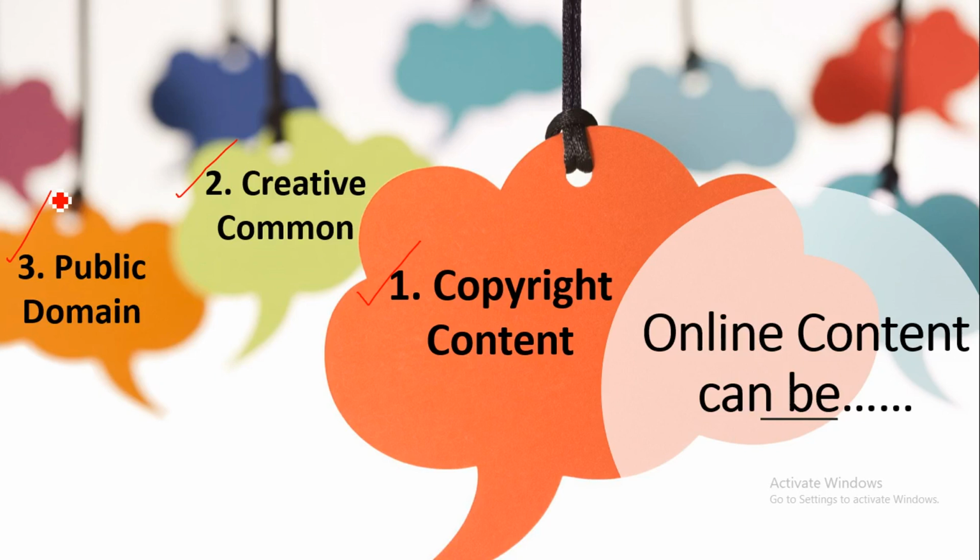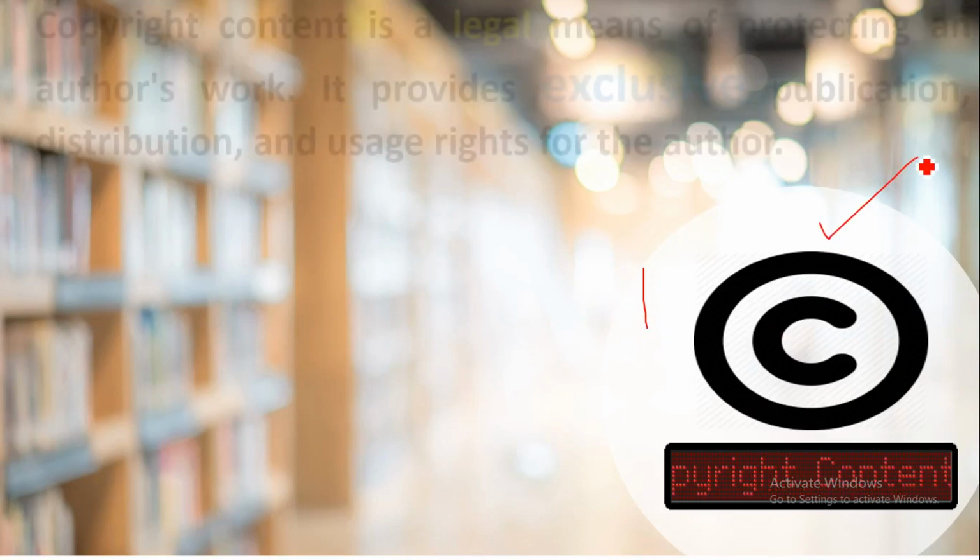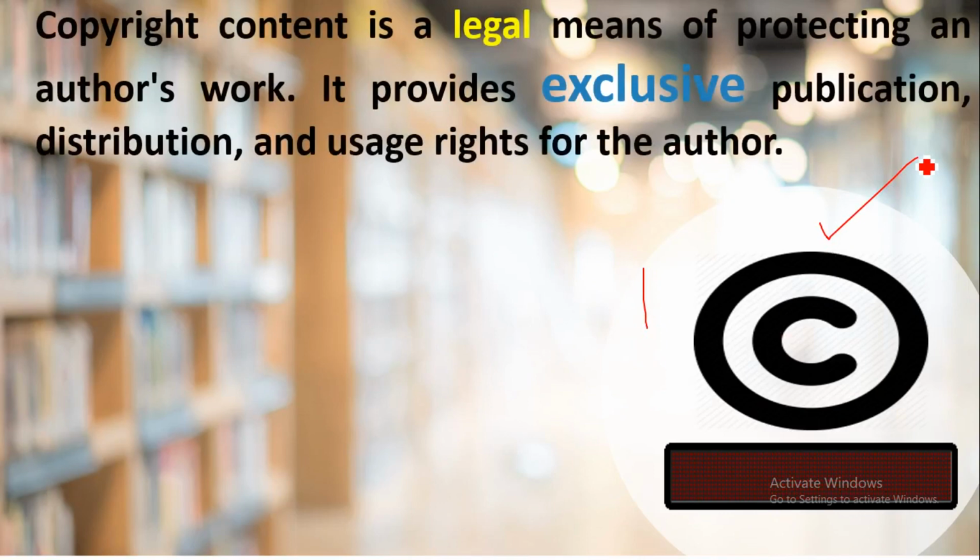You must know what is under copyright, what is under Creative Commons, and what is under public domain, and what content I can easily use without any hazards of copyright issues or other restrictions that are there on the online platform. So the very first thing is copyright content. Whenever you find this symbol anywhere on any kind of material, then it is termed as copyright content.